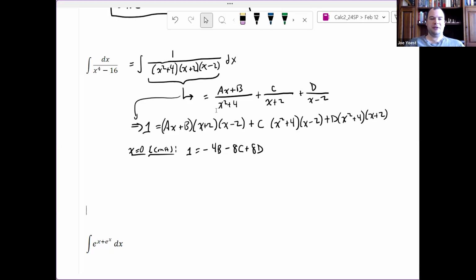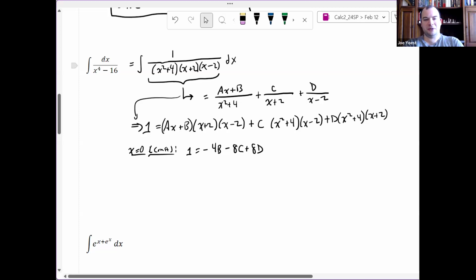As an aside, we didn't have anything to simplify here because the degree of the numerator was 0, and the degree of the denominator was 4, so the degree of the numerator is already less than the degree of the denominator, so we just jumped right into this step. If we had, say, a 5th degree polynomial up top, we'd have needed to do a little bit of polynomial long division first.